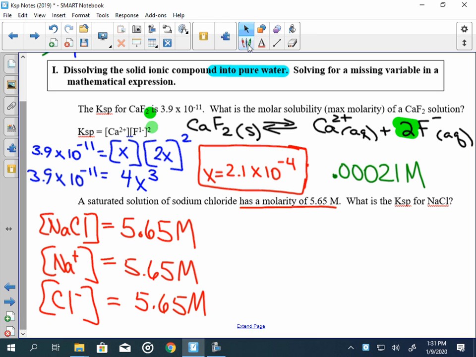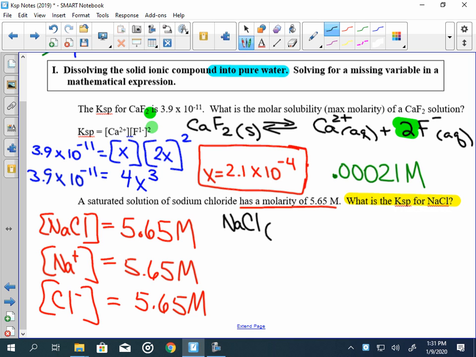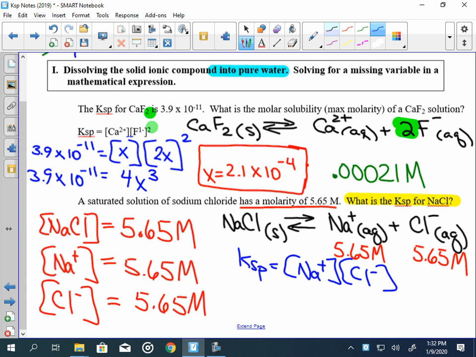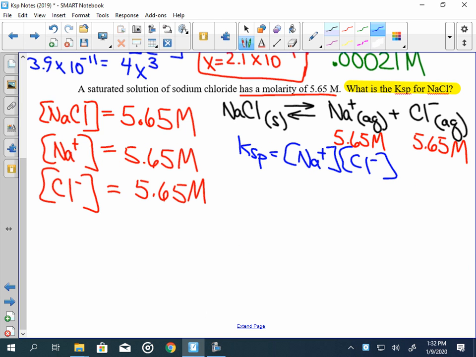Well, in this problem, they want to know what is the Ksp value. So for me, I think, well, Ksp describes the solubility process. I better write that. So I'm going to write NaCl solid is going to be in equilibrium with its dissolved aqueous ions. The dissolved ions, as Ano just said, are going to be 5.65, and 5.65. Ksp is equal to [Na+] times [Cl-], because there aren't any coefficients. So then, oh, well, that's easy enough.